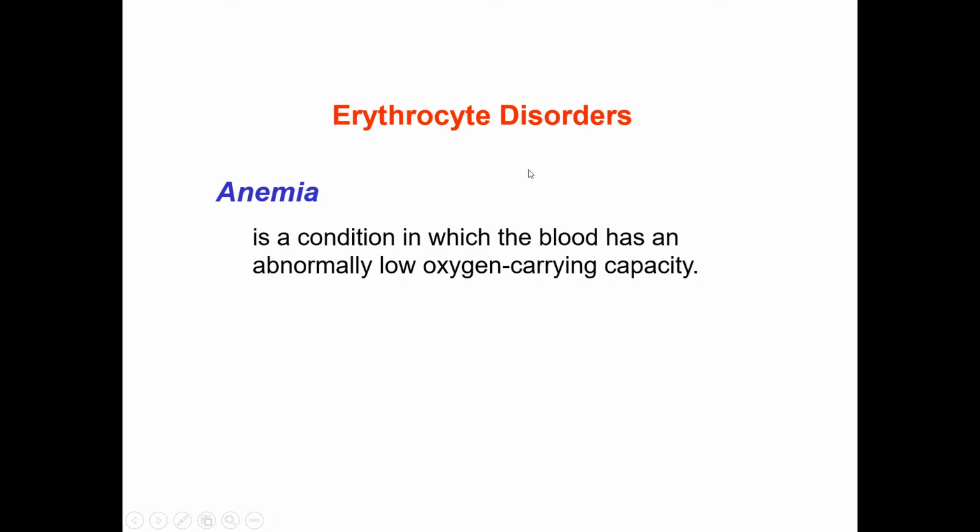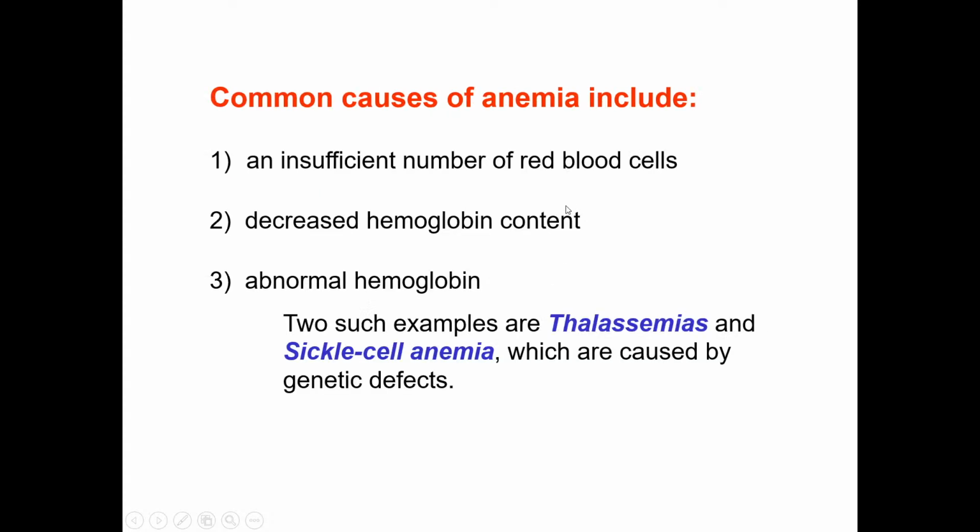And there are some disorders which are associated with the RBC, and one of them is anemia. This is a condition in which the blood has abnormally low oxygen carrying capacity because the number of the RBC is below normal. And common causes of the anemia include an insufficient number of RBC, then decreased hemoglobin content inside the RBC if the number of the RBC is normal, and thirdly, the abnormal hemoglobin.